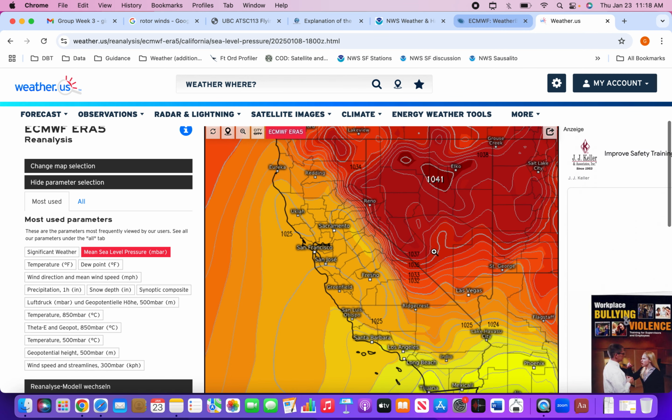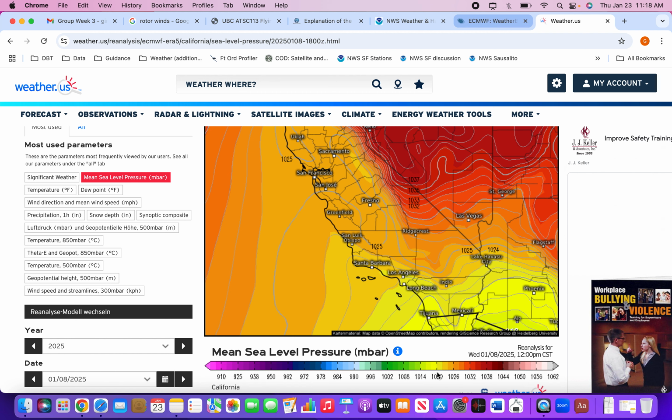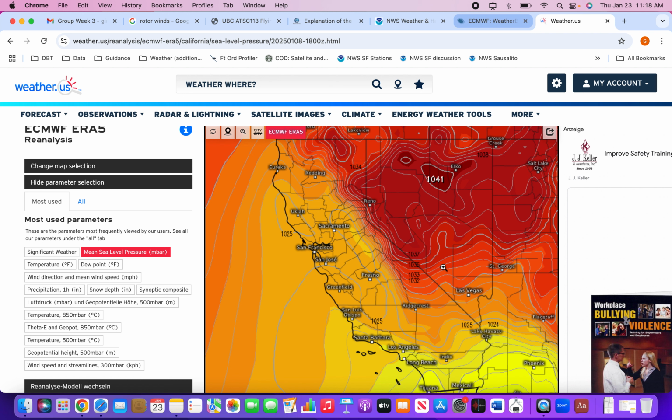This is what I really wanted to show you here. Look at this 1041 millibars over the Elko region. And then you go down to the LA region and you're at maybe 1020-ish. This yellowish here, that's around 1020. So that's a 20 millibar difference from Winnemucca to Los Angeles. That's a very tight pressure gradient.